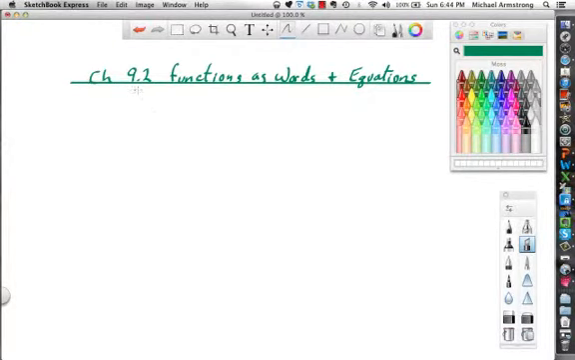Okay, looking at chapter 9.2, functions as words and equations. This is exciting because we're getting into more algebra. The function rule, again, describes a relationship between the inputs and the outputs. I'm reading right out of the book. A function can be written as an equation in two variables. That equation in two variables is something we're going to look at.